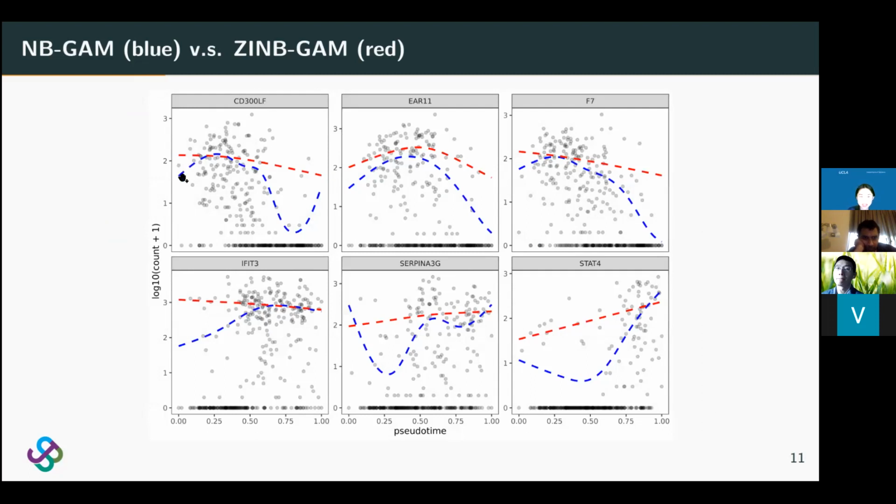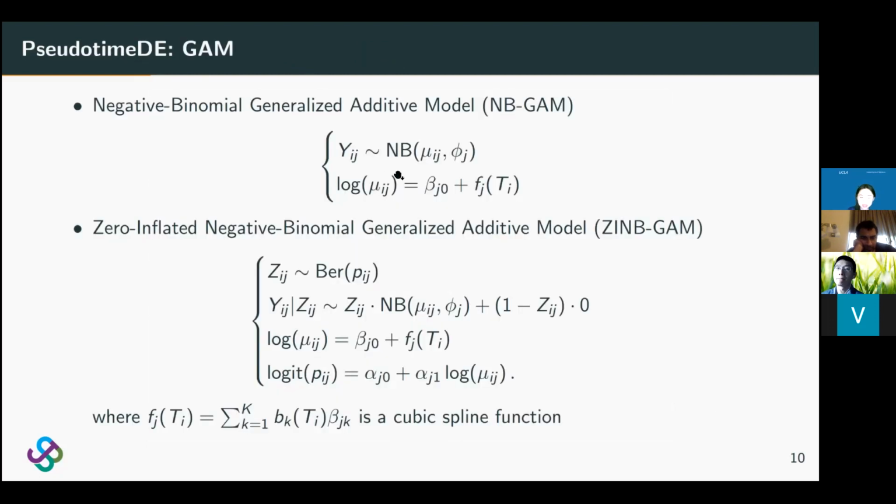So you see that the blue line is the fit for NB-GAM, and the red line is the fit for ZINB-GAM. You can see the difference. Essentially, when we look at ZINB-GAM, we are considering some of the zeros to be not from the NB. So we're not going to use those zeros to estimate the parameters of NB.